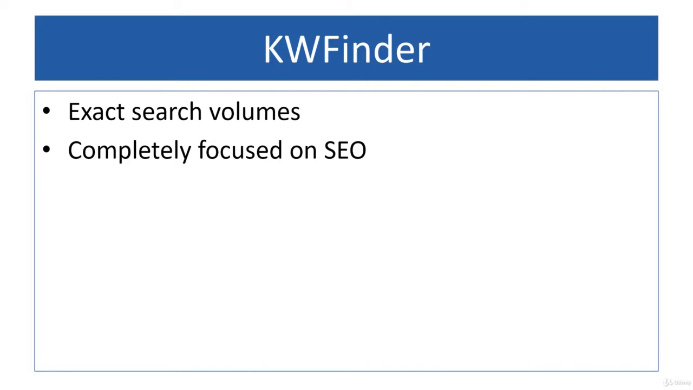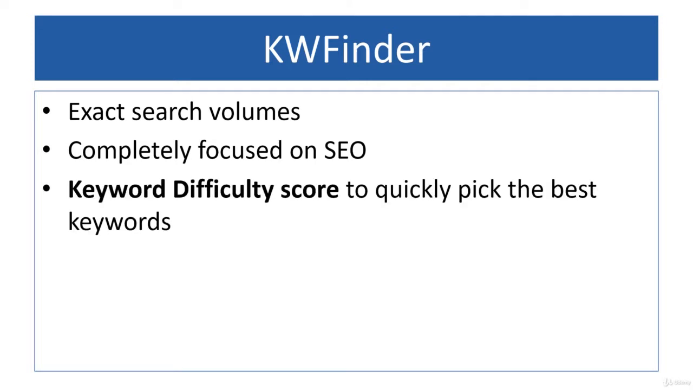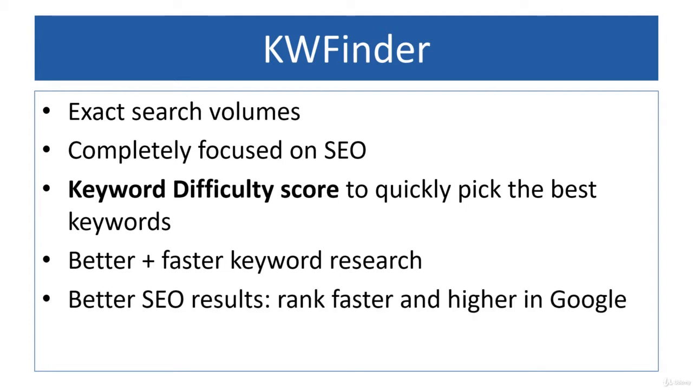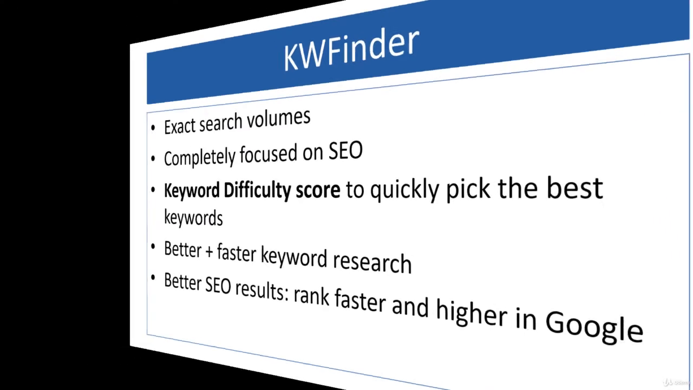KWFinder is completely focused on SEO, while the Keyword Planner is focused on ads. You also get a keyword difficulty score to quickly identify the best keywords. With this tool, you can do better and, above all, faster keyword research. You get better SEO results, so you will rank faster and higher in Google.